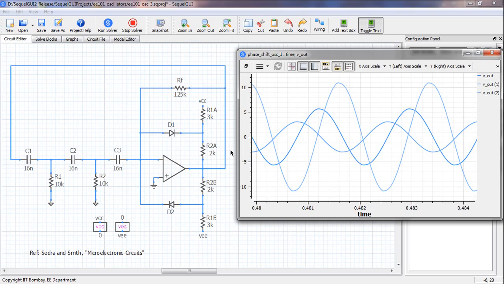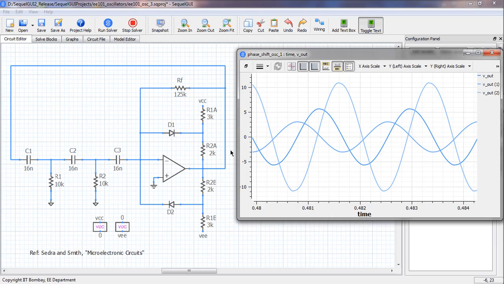Let us now look at the simulation results for the phase shift oscillator. The component values here, R and C and RF, are the same as what we had in the last slide. So the frequency of oscillation is expected to be the same, namely 574 Hz, and that corresponds to a time period of 1.74 milliseconds, if you recall.